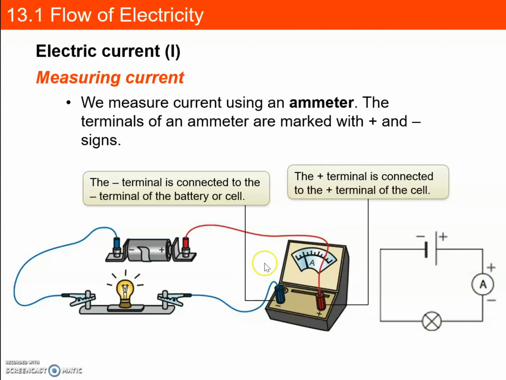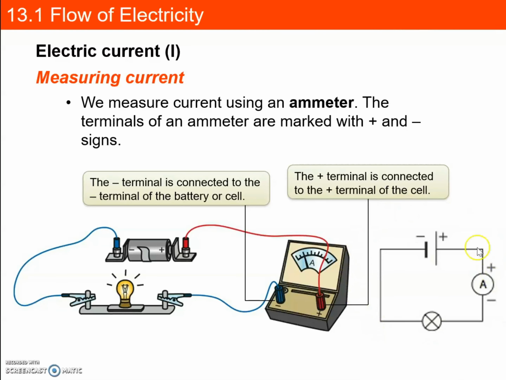So this is how the ammeter looks like in the lab, and it has got two terminals, the negative terminal and the positive terminal. Okay, so when you set up your electric circuit in the lab, the negative terminal of your ammeter must be connected to the negative terminal of your cell or battery, and the positive terminal of the ammeter must be connected to the positive terminal of your battery or cell.